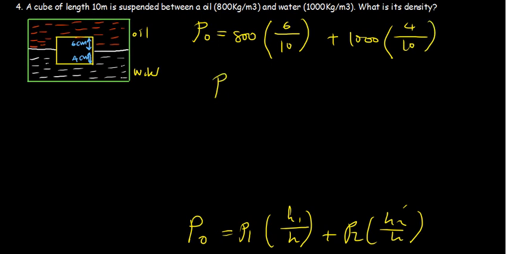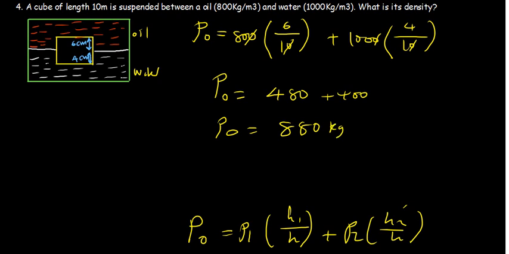So that is going to give us, this 0 can cancel out with this 0. 8 times 6, that is 480. This 0 can also cancel with that 0, so 100 times 4, that is 400. So the density of the object is going to be 480 plus 400. That is going to be 880 kg per meter cubed. That is the density of the object.